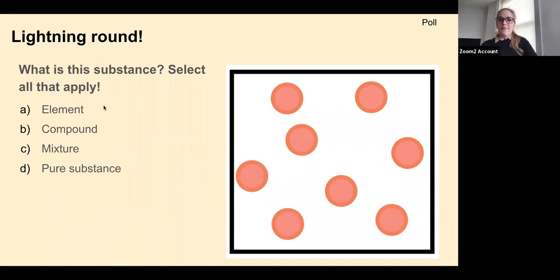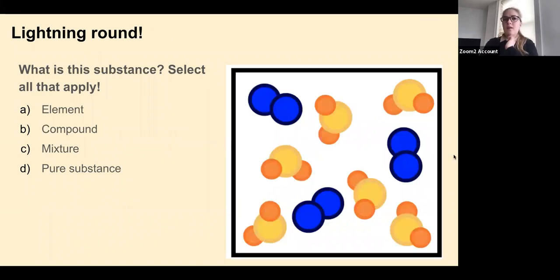All right, perfect. So let's go over the answers. So this is an element and a pure substance, actually, because remember, a pure substance is a substance that only has one kind of element or compound, and this only has one element. So it is an element and a pure substance. Perfect. What about this next diagram? What's this showing? Is it an element, compound, mixture, or a pure substance?